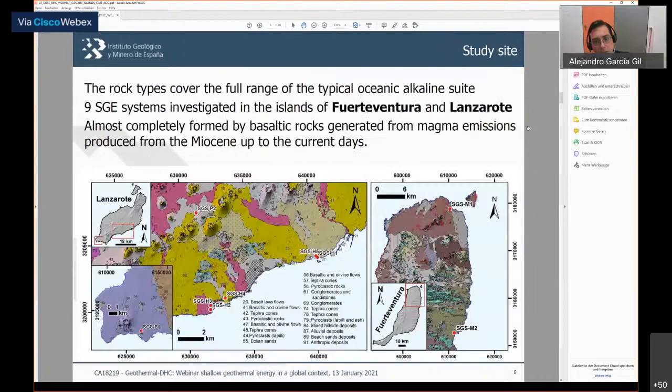Please, the rock types found in the Canary Islands cover a full range of typical oceanic alkaline suites. And in this work, 9 successful shallow geothermal energy systems in the islands of Fuerteventura and Lanzarote are described. The geological history of these islands is relatively simple, as they are almost completely formed from basaltic rocks generated from magma emissions produced from the Miocene up to the current age. Next slide, please.